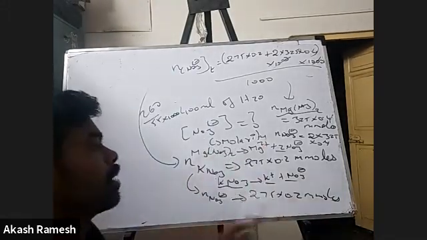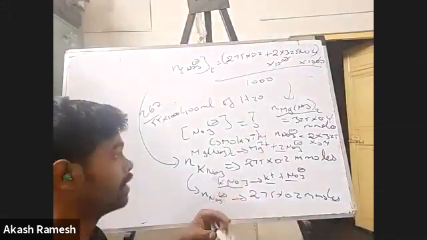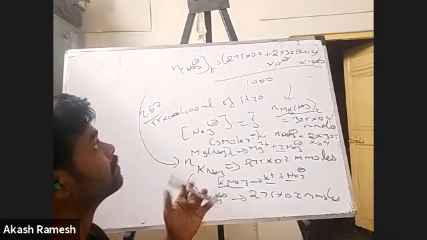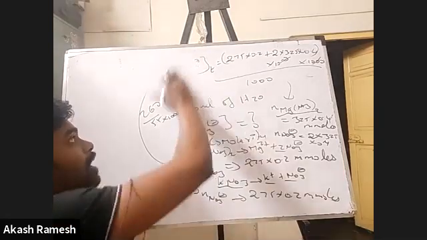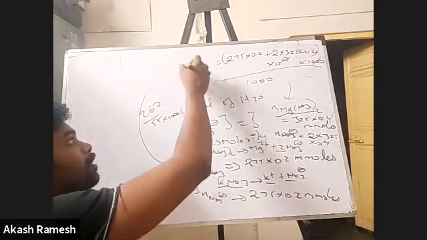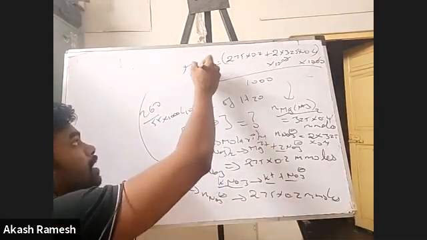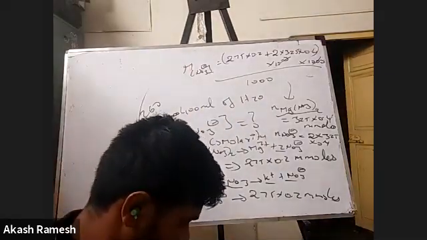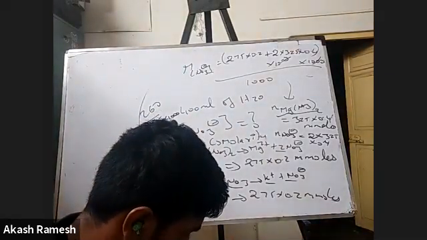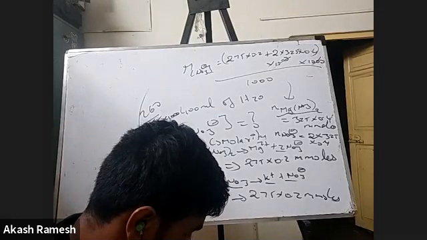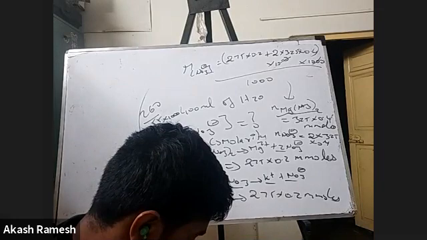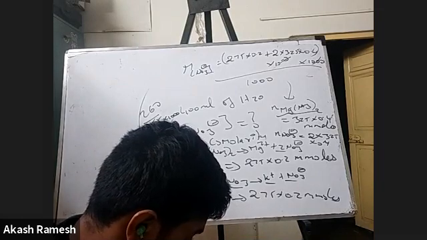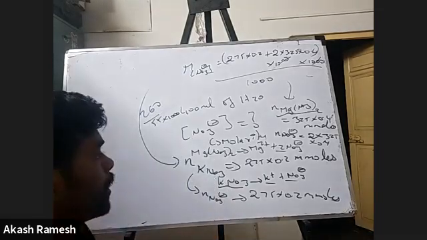Even though it's clumsy, I think you'll be able to understand what we did here. This is not the number of moles, this is actually the molarity. We directly calculated the molarity of NO3 minus. Okay, move on.